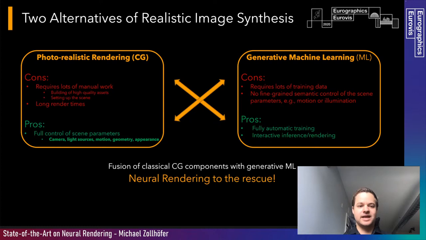So the idea of neural rendering is to be somewhere in between these two approaches. So have a fusion of classical computer graphics components with modern machine learning components. And that's what we will call neural rendering during this tutorial session.